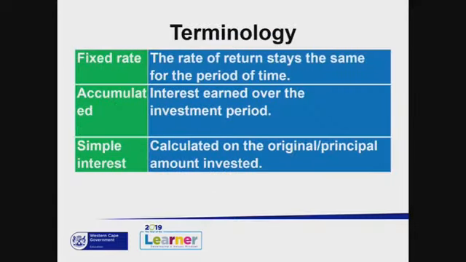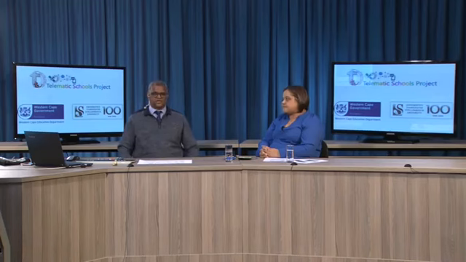Fixed rate, the rate of return that stays the same for a period of time. So we know for 2 years, we will get interest of, let's say, 5% or 10%. It doesn't change. When we talk about the rate of return, we are talking about the interest rate remaining the same. I think it's worthwhile mentioning that normally the interest rate is coupled to the repo rate.